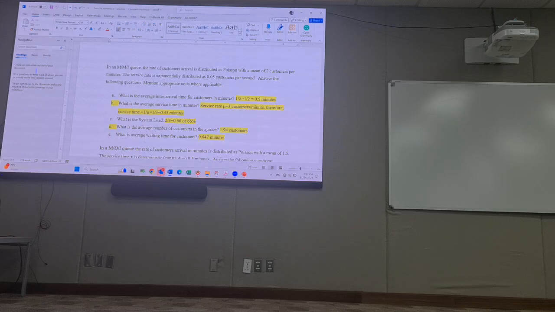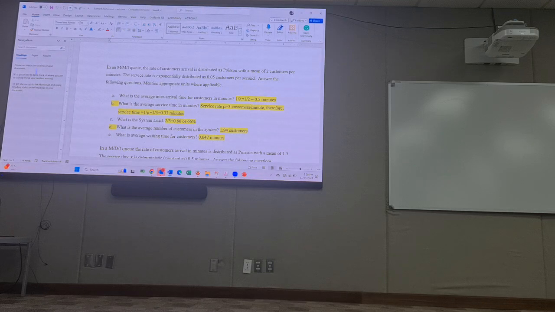So M/M/1 queue. Now this is where I want you to listen closely. Now read the question carefully and tell me whether I'm giving you lambda or 1 over lambda or mu or 1 over mu. That's the only real problem that students face. After that, khalas, it's just putting the numbers into the formula and then it's fine. The rate of customer arrival is distributed as Poisson with mean 2 customers per minute. So what is given to you? 2 customers per minute. What is that?